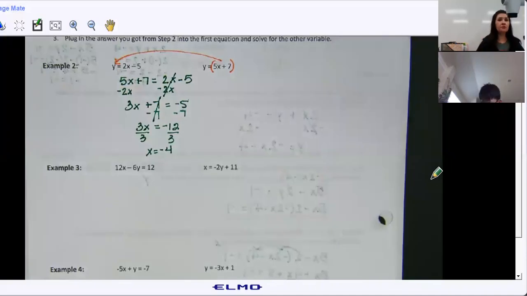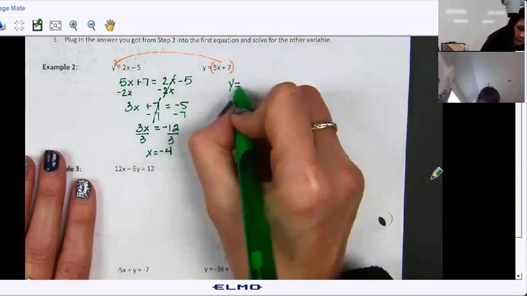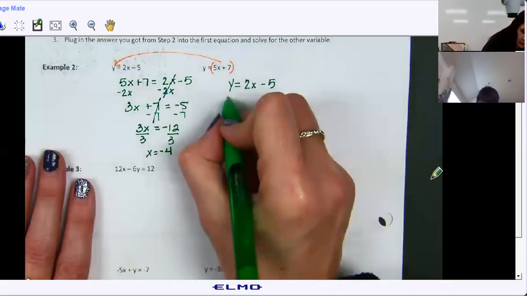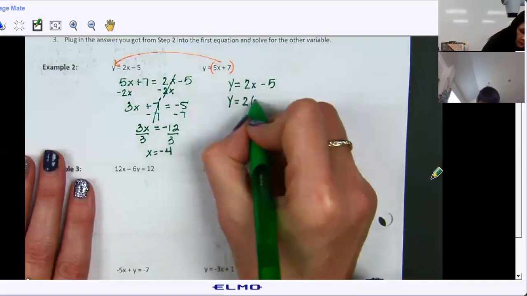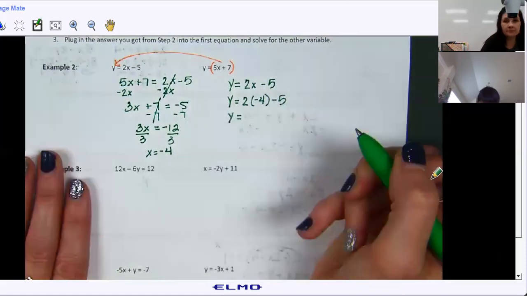Okay, once you get your value for x, you then need to find y. So you're going to take this -4 and you're going to plug it into one of the equations. It does not matter which equation you choose. You can pick any equation you want. I tend to choose the equation that looks easiest to solve. Really, either one of them would work. Okay, so I'll just choose this first equation. And I'm gonna write it out, y equals 2x minus 5. And I'm gonna plug or substitute negative 4 in for x. And go ahead and solve for y.